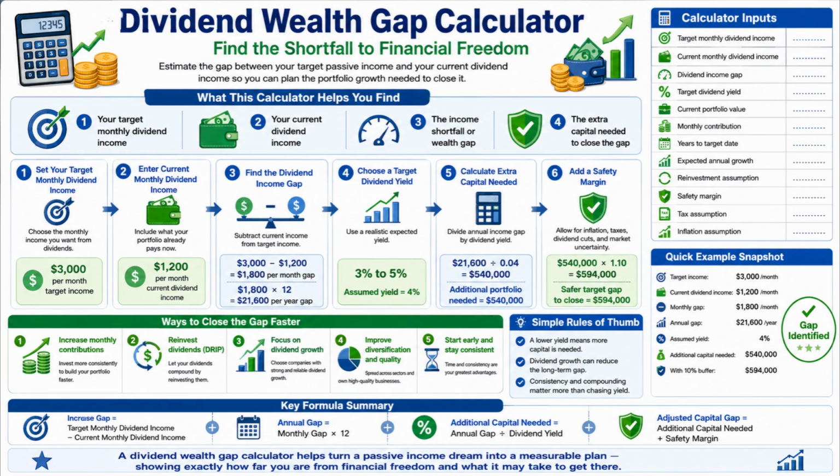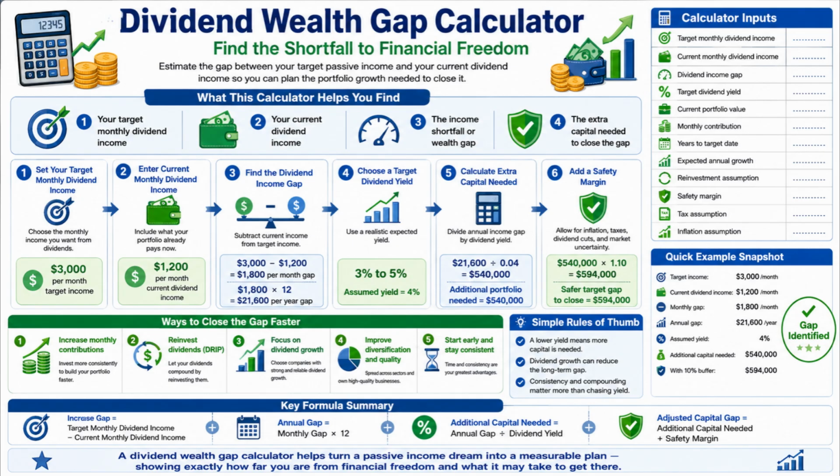Moreover, this calculator can be made more useful by including several important inputs, such as your target monthly dividend income, current monthly dividend income, target dividend yield, current portfolio value, monthly contribution, years to target date, expected annual growth, reinvestment assumption, safety margin, tax assumption, and inflation assumption. All these inputs help create a more practical estimate.